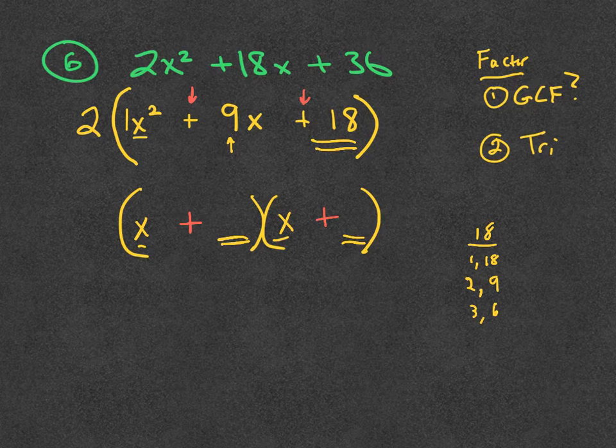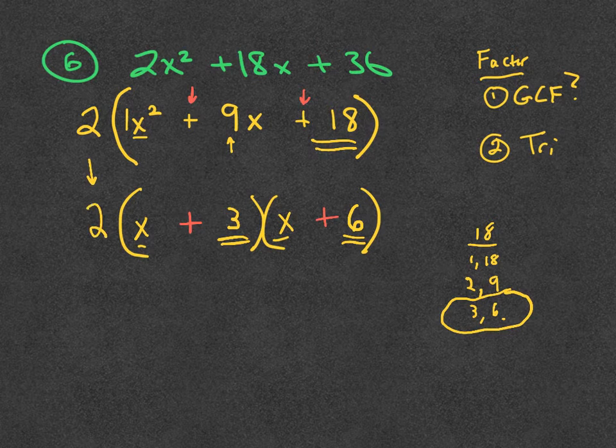4 doesn't go in, 5 doesn't go in, and then we're back up to 6 over here. So we're looking for a pair that adds to 9. 3 and 6 multiplies to be 18. 3 and 6 also adds to 9. So plug those in and don't forget the 2.